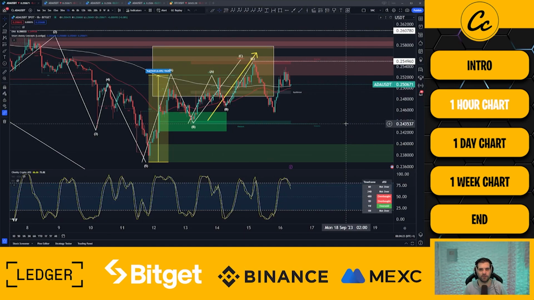Let's jump right down into the charts. Keep this one nice and brief on this Saturday morning. We'll kick things off with the 1 hour time frame. So we have ADA paired up with USDT. We are using the BitGet spot exchange, and as I said, the 1 hour time frame.